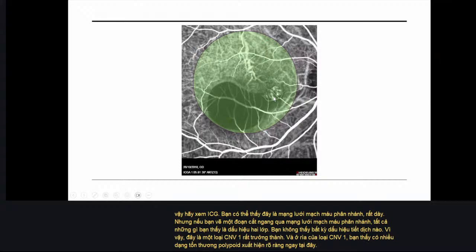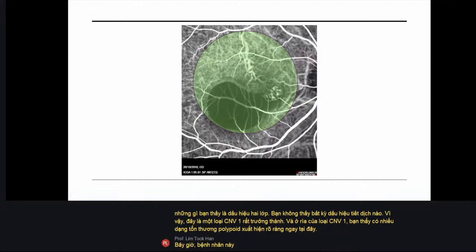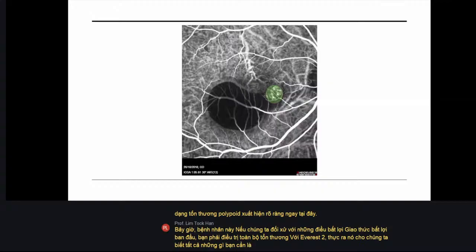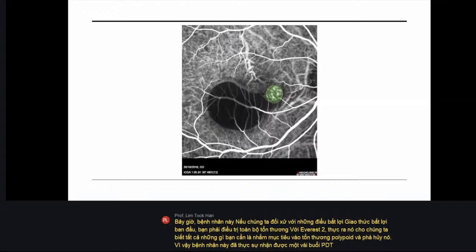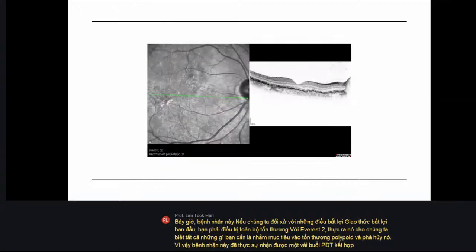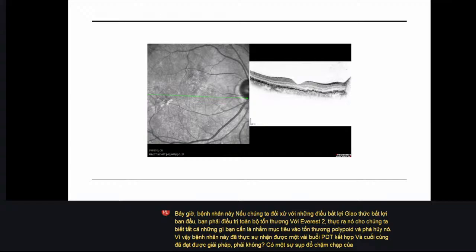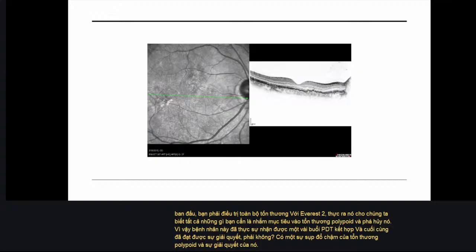Now, this patient, if we treat with original Everest protocol, you have to treat the whole lesion. With Everest 2, actually it tells us all you need is to target a polypoidal lesion and destroy it. So this patient actually received a few PDT session combo, and it finally reached resolution, right? There's a slow collapse of the polypoidal lesion and resolution of the serous PED.